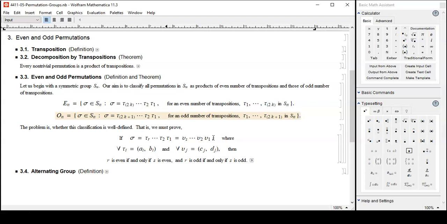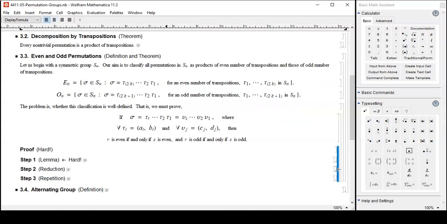In short, if you have two different decompositions requiring R transpositions or S transpositions, then R is even if and only if S is even, and vice versa, and R is odd if and only if S is odd, and vice versa. So you cannot have an even decomposition on one hand and an odd decomposition on the other hand. That's not possible, and that's what we have to prove.